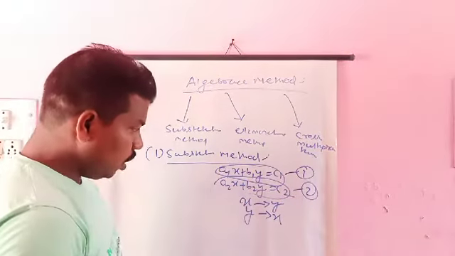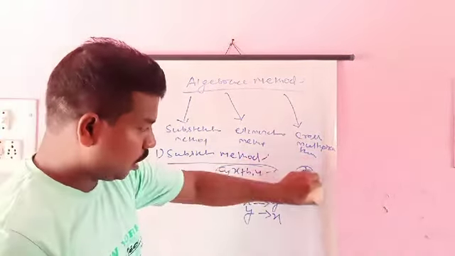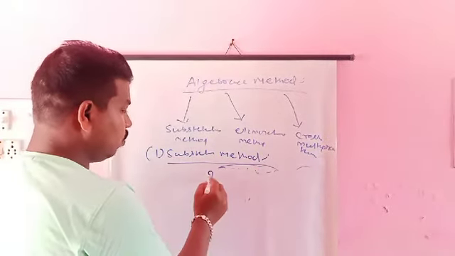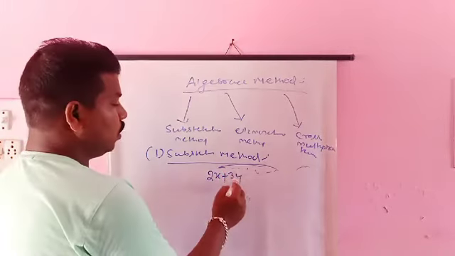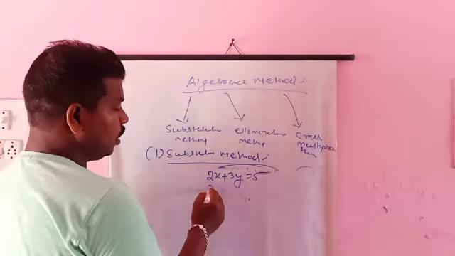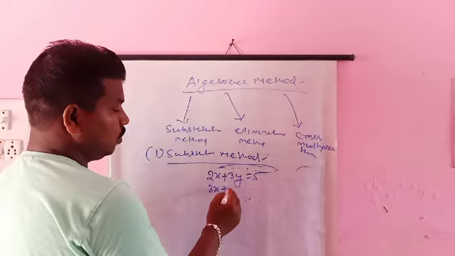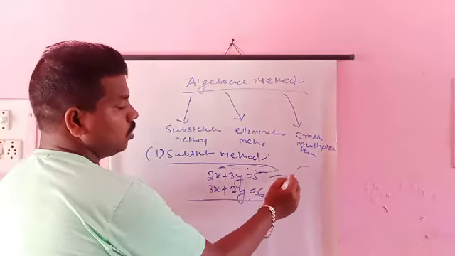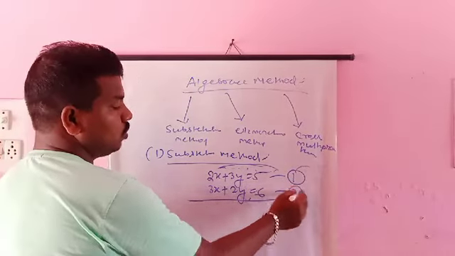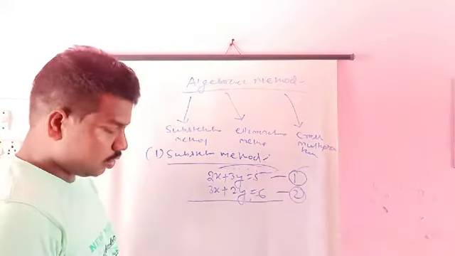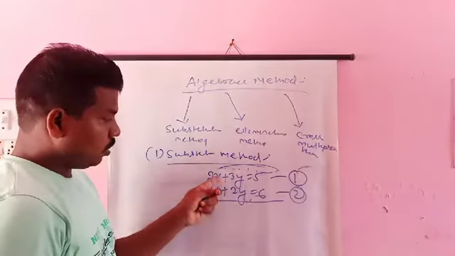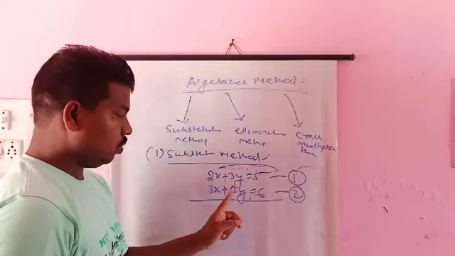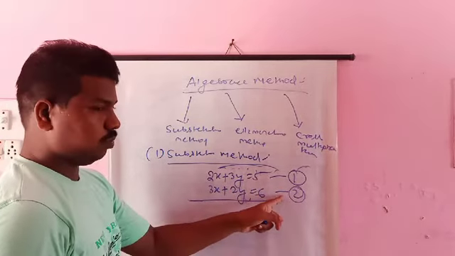So let us take an example of how to solve in the substitution method. Suppose the example is 2x plus 3y equal to 5 and 3x plus 2y equal to 6. How to solve this pair of linear equations? Suppose this is equation 1 and this is equation 2. We convert either equation 1 in the form of y or x, or equation 2 in the form of x or y.